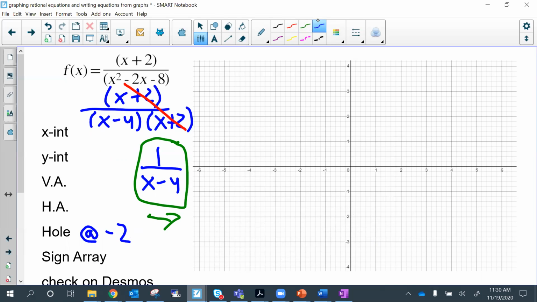Let me show you how to do that. So first off, let's do the x-intercept. I set the numerator equal to 0, and I get 1 equals 0. Doesn't make sense. What does that tell us if you get a false statement, guys? Someone unmute and tell me.